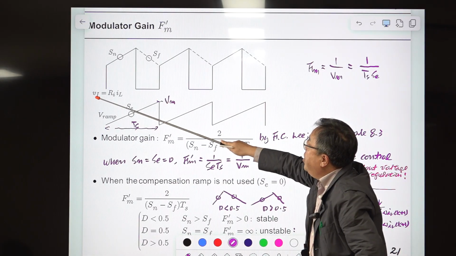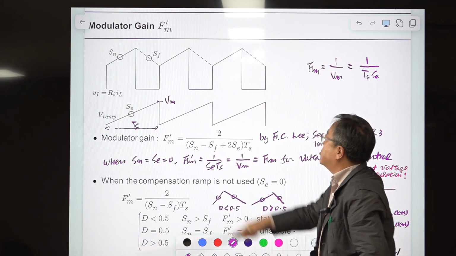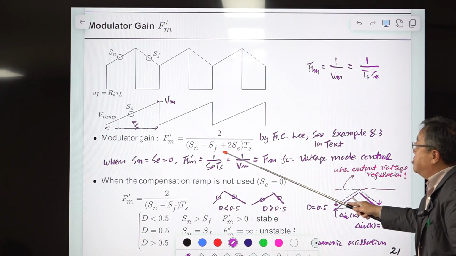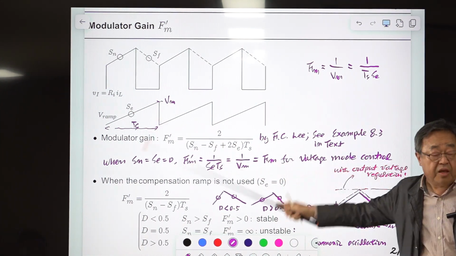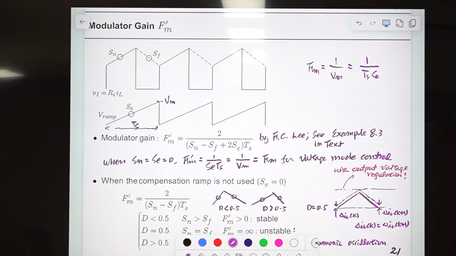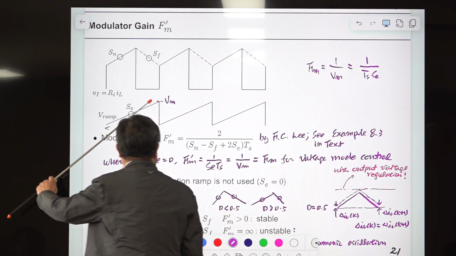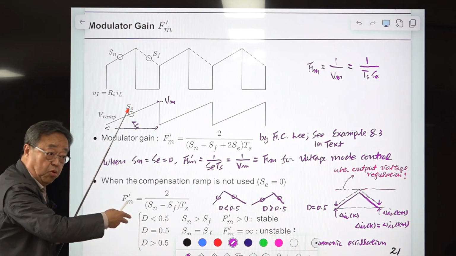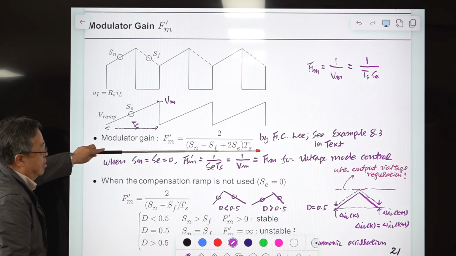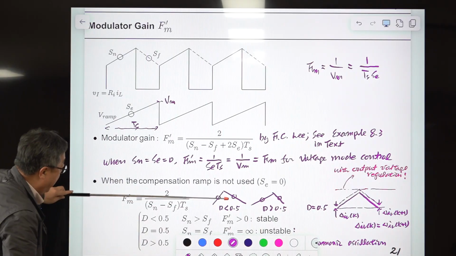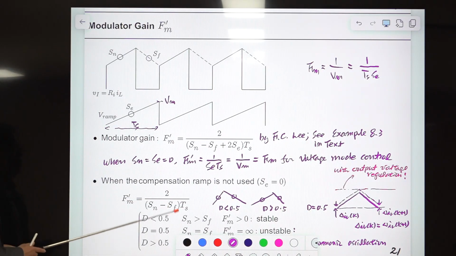So Vi is IL times the current sensing network gain, and this is 2 times the slope of the ramp. This is called the stabilizing ramp and the compensation ramp, because the original purpose of this is to stabilize the current mode control to avoid the subharmonic oscillation. This is a very good one. There are many different ones. We will discuss that later.